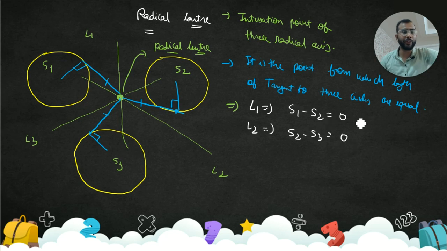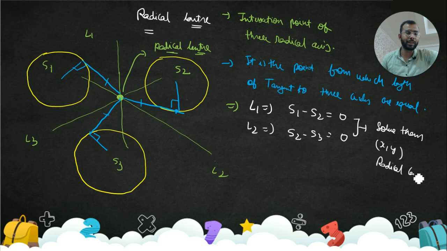ठीक है. 2 equation, solve them. 2 equation को solve करेंगे, we can get X and Y, which is nothing but our radical center. अरे बताओ, easy है कि नहीं. This is equation S1 S2 is given in the question, है ना. Subtract करना सिखाया था अभी. Subtract that, you will get one linear equation, L1. S2 minus S3, you will get another. Solve the 2 equations, you will get a point which is nothing but radical center.